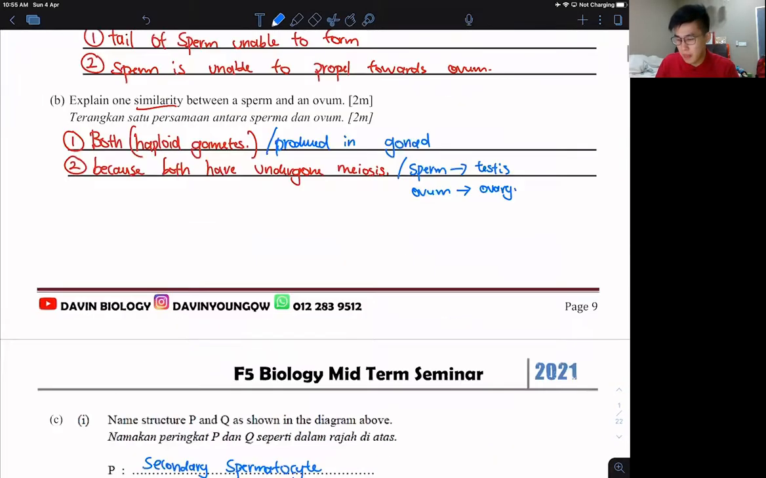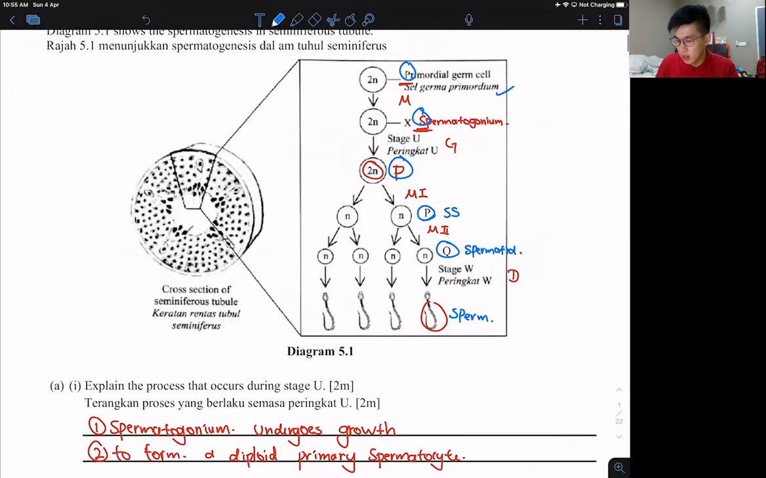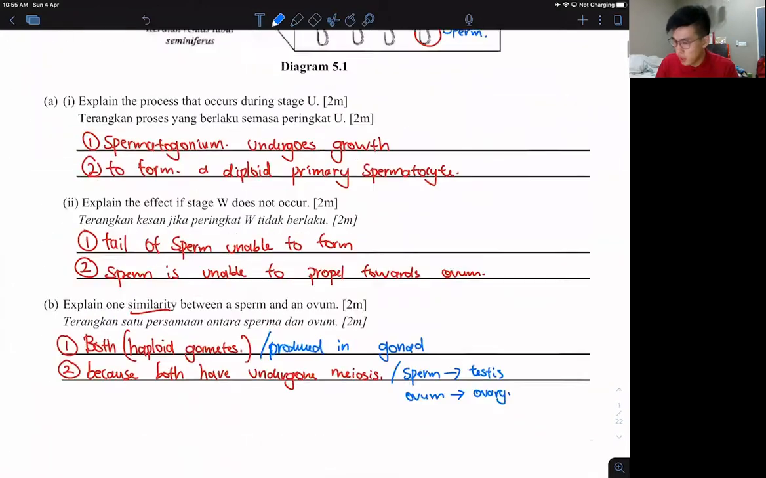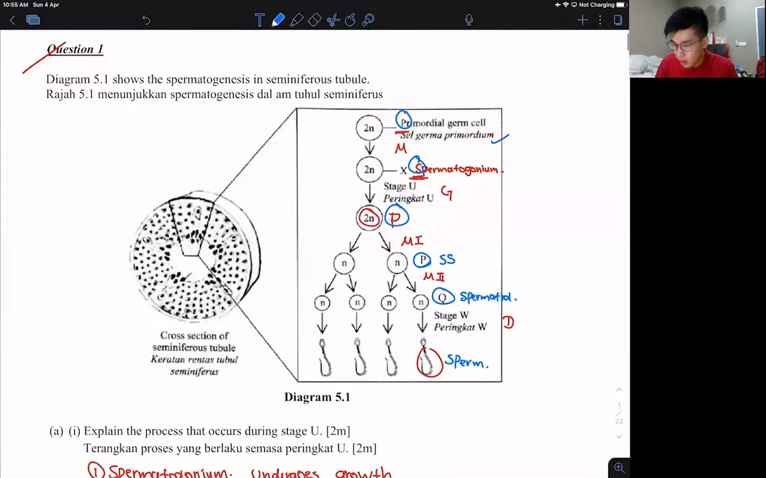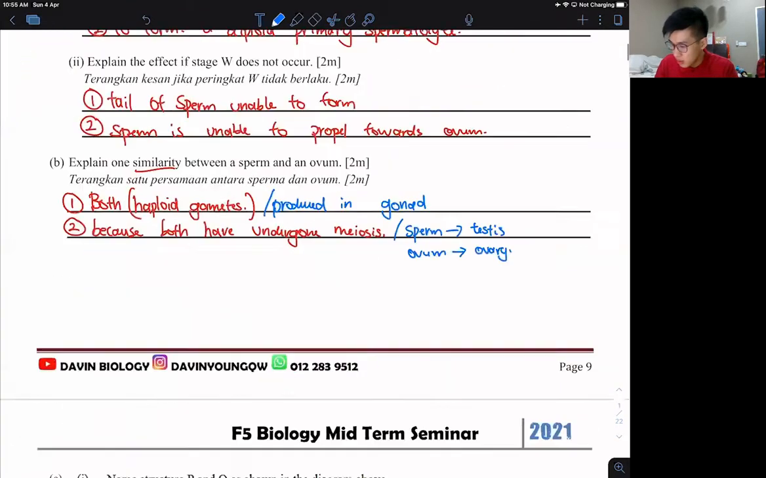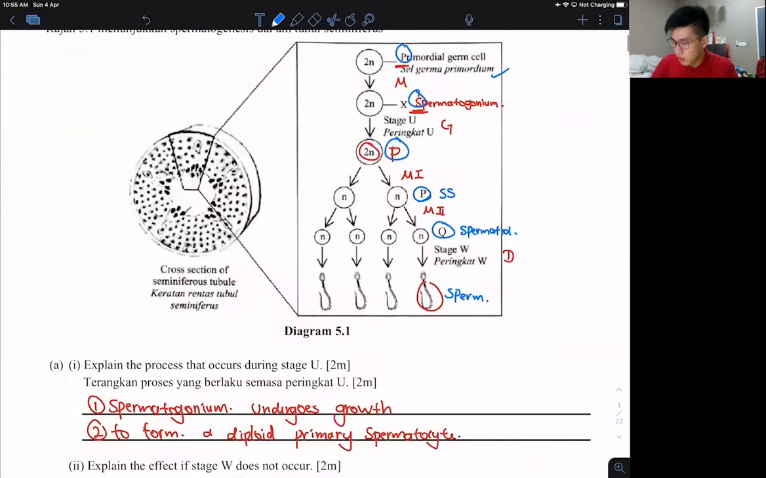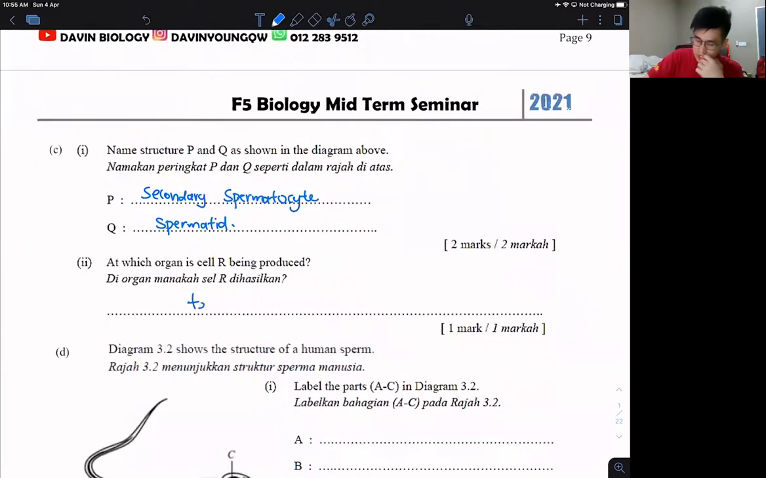C2, at which organ is cell R being produced? Cell R. I think you should refer to the sperm, the whole thing. So obviously it is where? Testis.